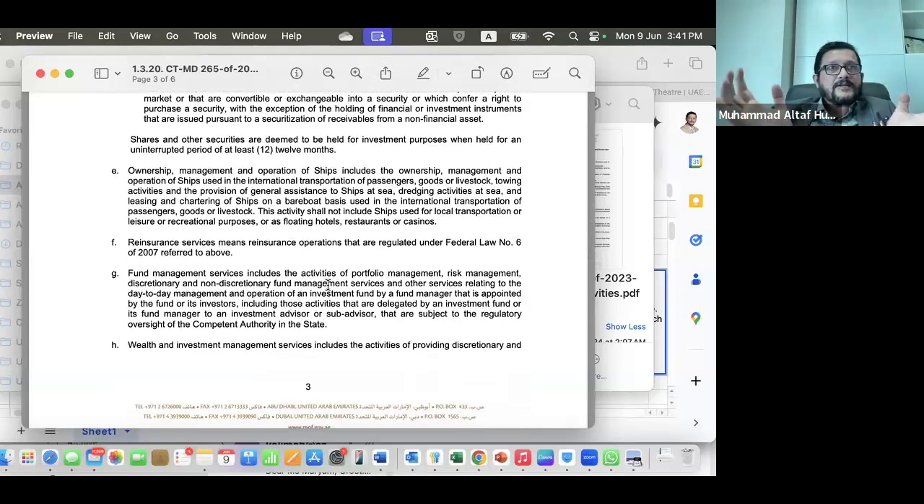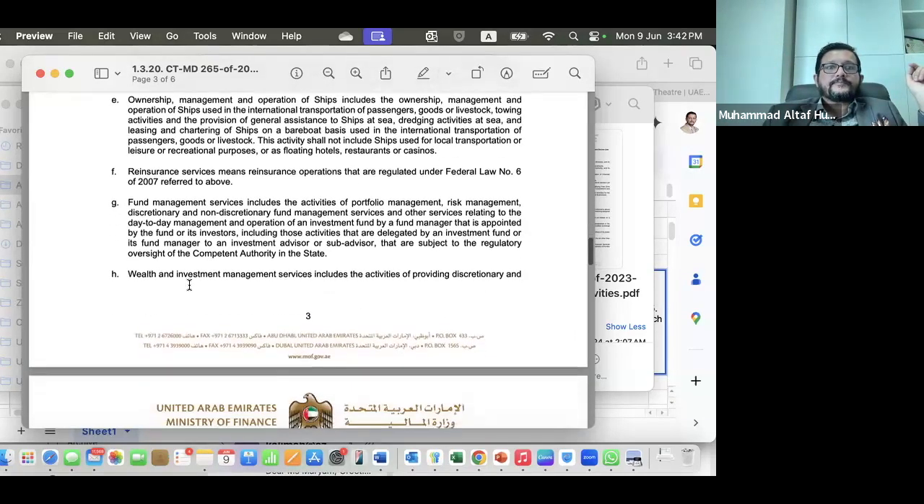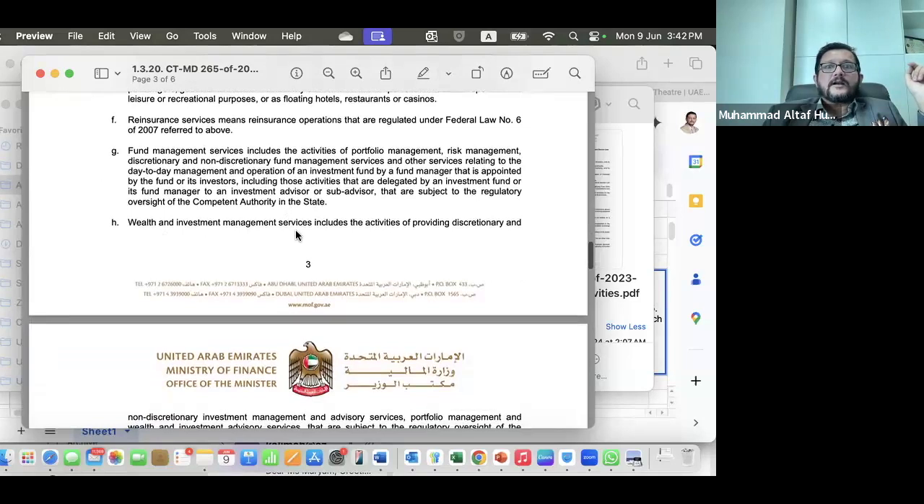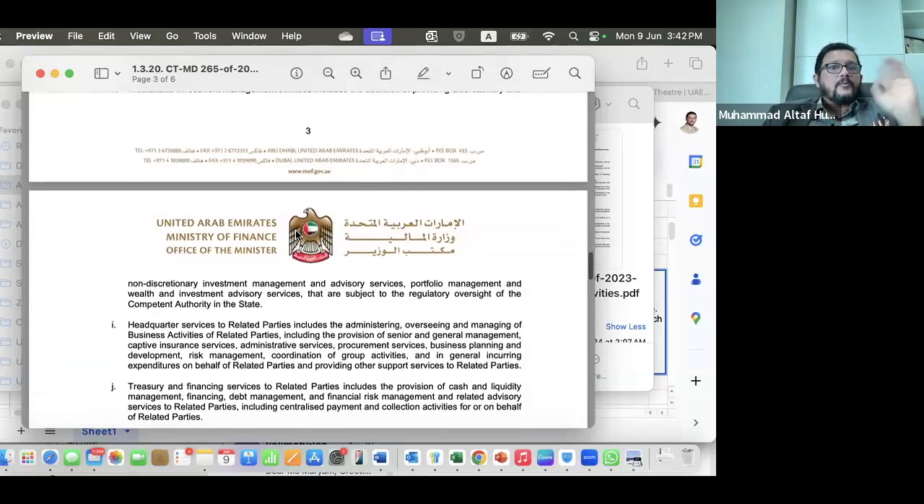So we set up funds, we take third party money in there, we sign a discretionary power of attorney agreement, and then the fund manager or investment manager takes decisions, and they either sell or buy or hold. It's their discretion then. So this is fund management. Wealth and investment manager activities have also been defined. We're not going into too much detail in here.